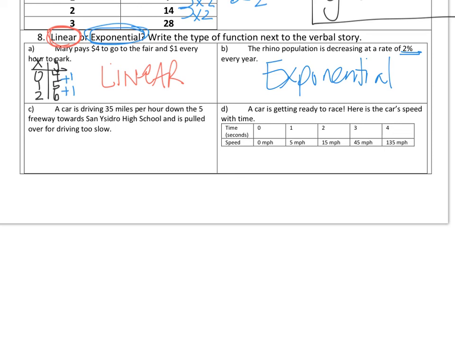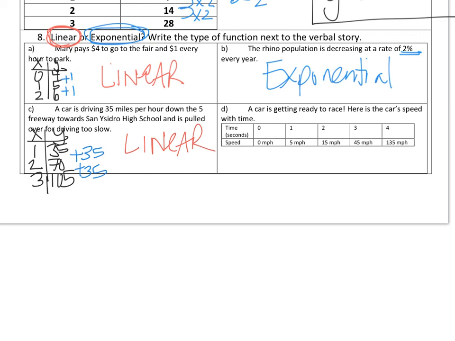Okay, let's look at letter C. A car is driving 35 miles per hour down the 5 freeway towards San Ysidro High School and is pulled over for driving too slow. So they're going 35 miles every hour. Let's check. Okay, so 1 hour has gone by, they've gone 35 miles. 2 hours have gone by, they've driven 70 miles. 3 hours have gone by, they've driven 105 miles. Clearly, they're adding 35 each time. That means this is linear.